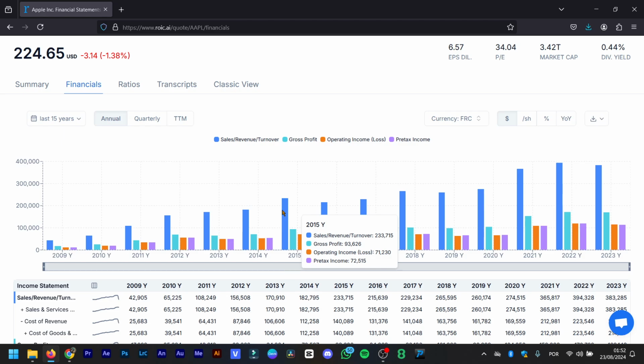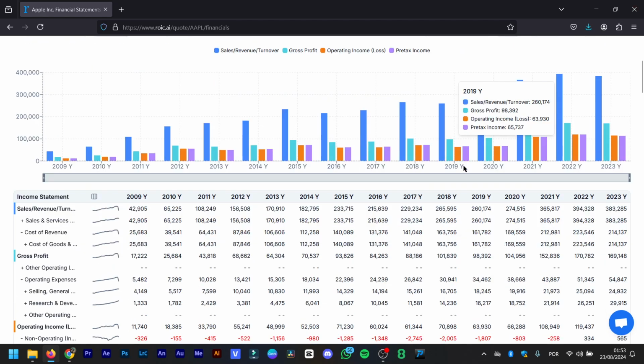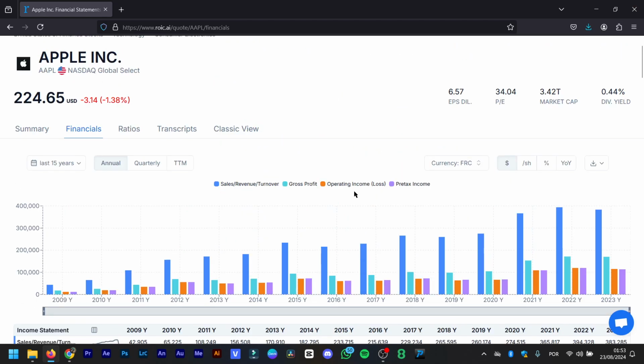So the next step is return on equity, or ROE. Basically, return on equity is a measure of how efficiently a company is using shareholders' equity to generate profit. A high ROE indicates that the company is effectively using investment capital to grow its business, which is a positive sign for investors. And you can check all of it in ROIC.ai.